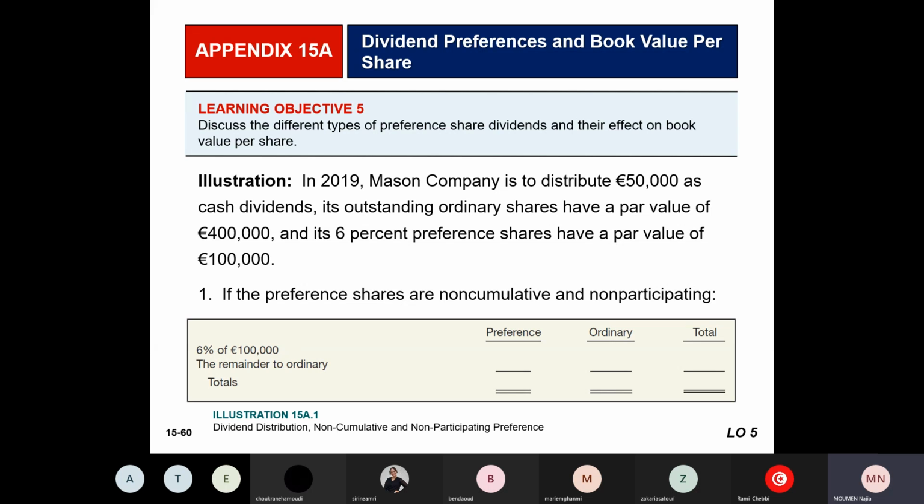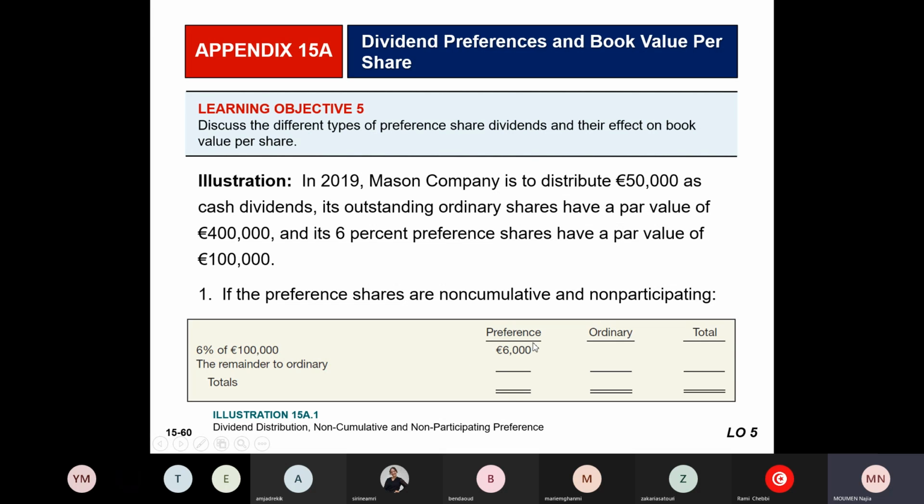Okay, so if we multiply 6% by 100,000, here we got 6,000 as preference shareholders' dividend. That's how much we should give our preference shareholders, based on the rate that they already agreed upon when they purchased these shares. Okay, so if we decided to distribute $50,000, then 6,000 from this 50,000 should be distributed in priority to the preference shareholders.